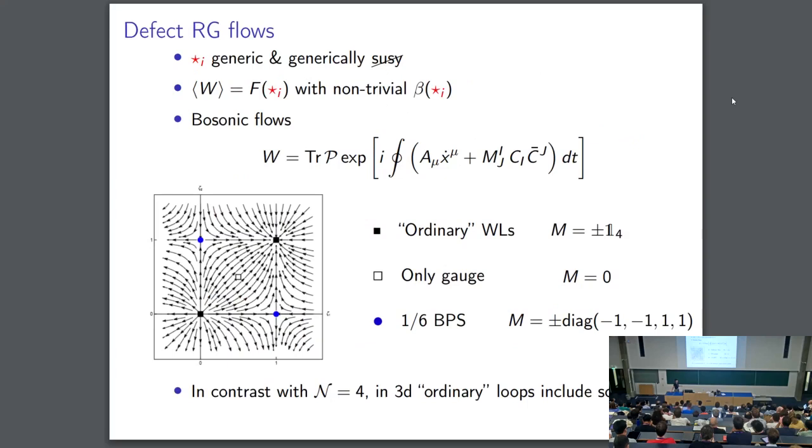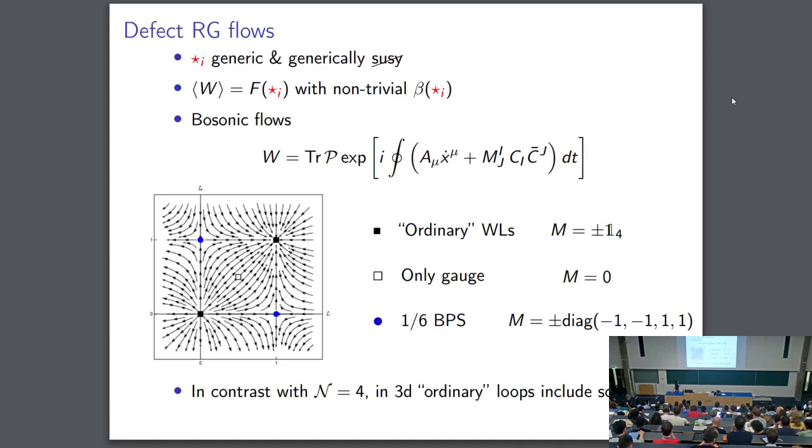Okay, I will talk about these RG flows. When these parameters are generic, the stars are generic, we not necessarily preserve supersymmetry. So it's generically broken. And the expectation value of our operators will be a function of these red stars, these parameters, that have no non-trivial beta function. So, for instance, if we consider bosonic flows, we have one gauge field and a combination of scalar bilinears.